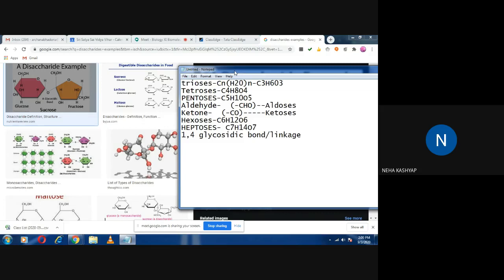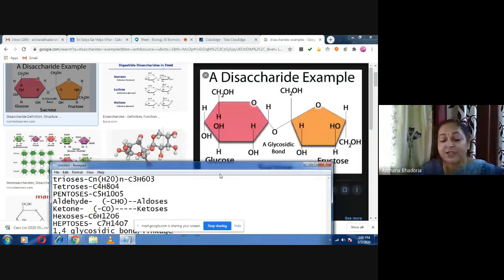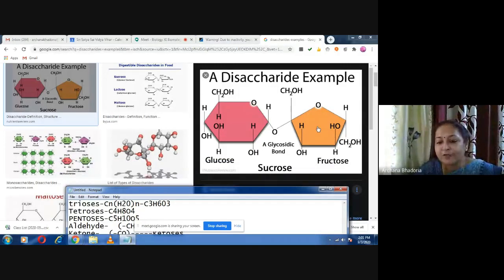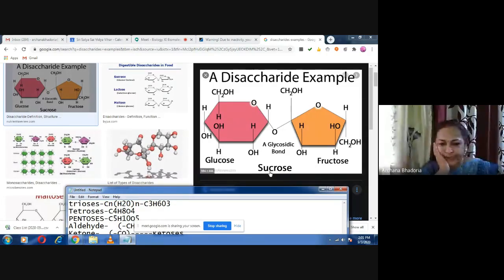Yes, ma'am. So this is the bond formed. Now when this bond formation takes place, one water molecule is released. Noted, everyone? Did you draw this diagram? So which disaccharide is it? What is the name of this disaccharide? Sucrose. Okay. This is the sucrose.